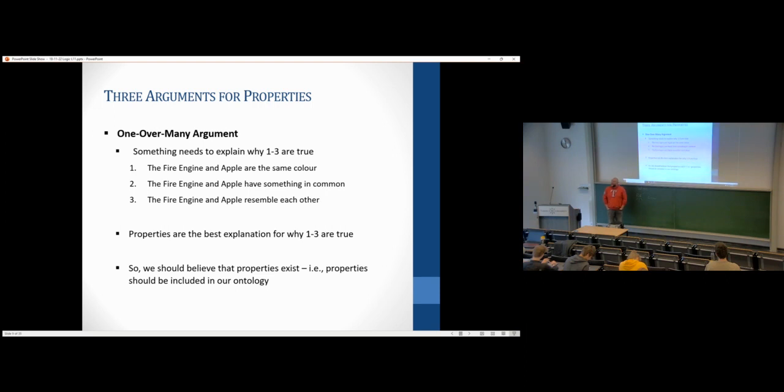So here's our one over many argument. So that's our first argument. Let's talk about the second one. Or maybe before we talk about the second one, we should pause. Before we jump ahead, what do we think of this one? Do we see the structure? Maybe that's the first thing to ask. Does the structure make sense?